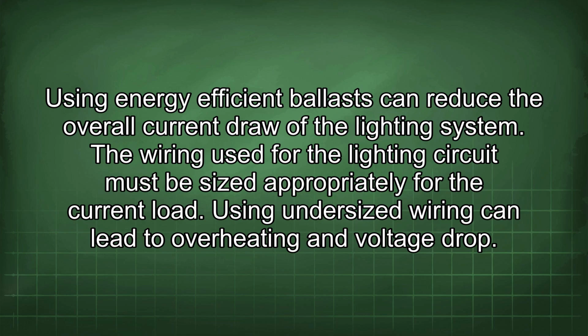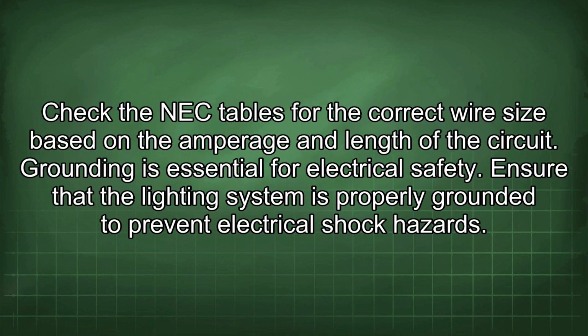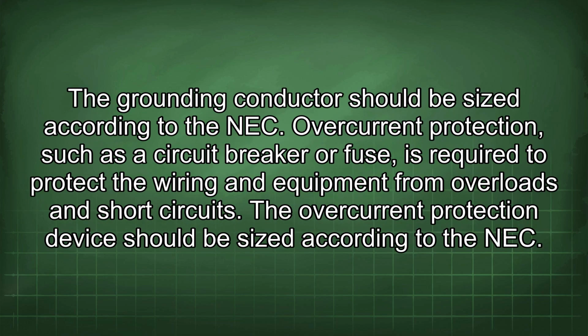The wiring you use for the lighting circuit must be sized appropriately for the current load. Using undersized wiring can lead to overheating and voltage drop. Check the NEC tables for the correct wire size based on the amperage and length of the circuit. Grounding is essential for electrical safety. Ensure that the lighting system is properly grounded to prevent electrical shock hazards. The grounding conductor should be sized according to the NEC.